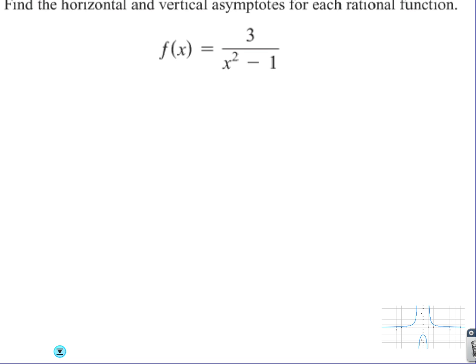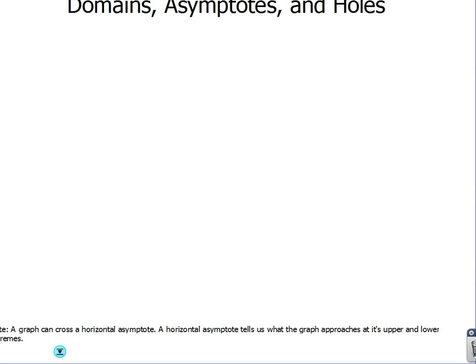Okay, I guess I need to read. Here's how you determine what kind of scenario you have. Let's first start out with vertical asymptotes versus holes. Vertical asymptote lines, holes.